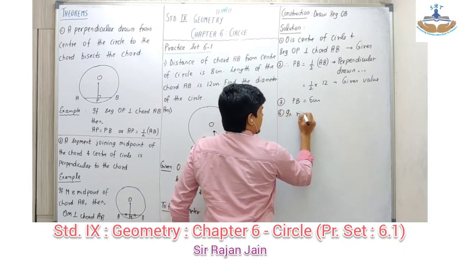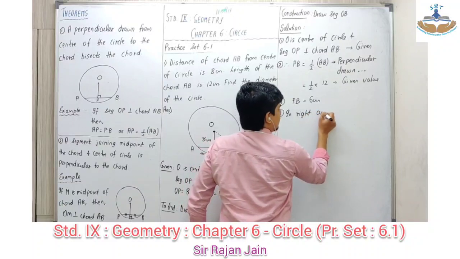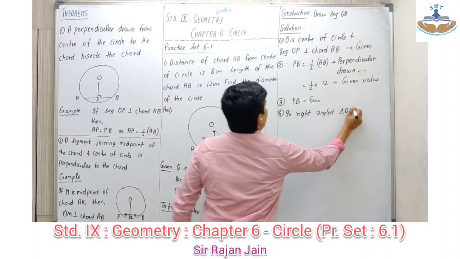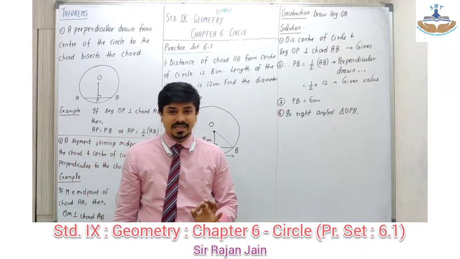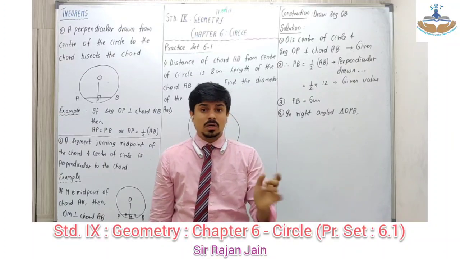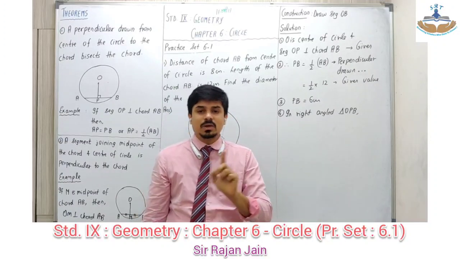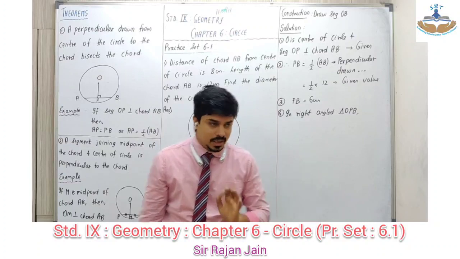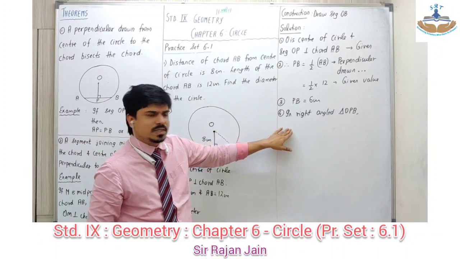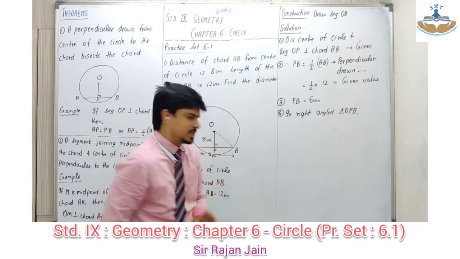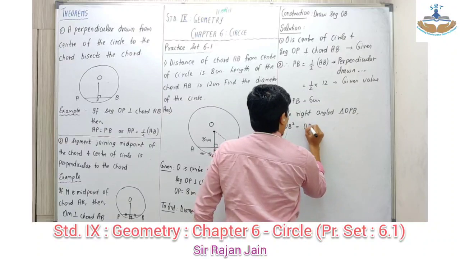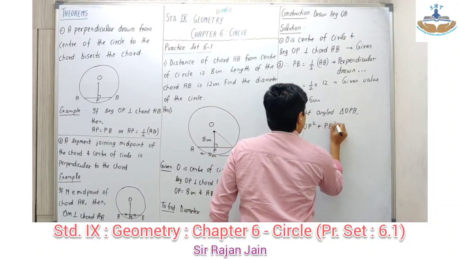So I'll say in right angled triangle OPB. Now how do we apply Pythagoras theorem? Either you will say one side square plus other side square equal to hypotenuse square, or you will say hypotenuse square is equal to one side square plus other side square. In this case your hypotenuse is unknown, so you keep that hypotenuse on left side and remaining two sides on the other side. So I say OB square is equal to OP square plus PB square.